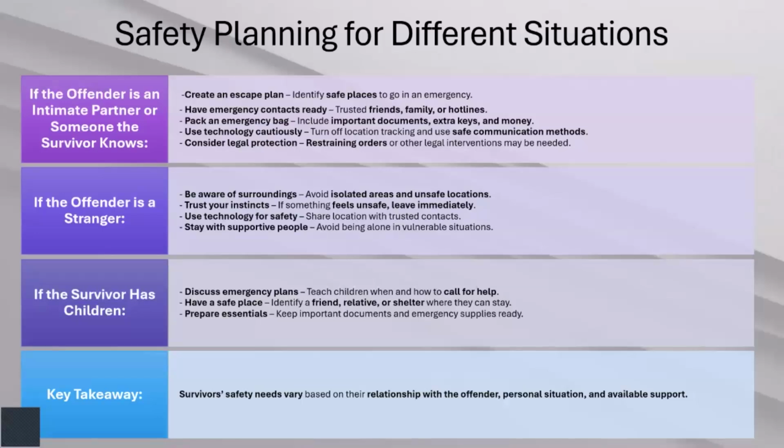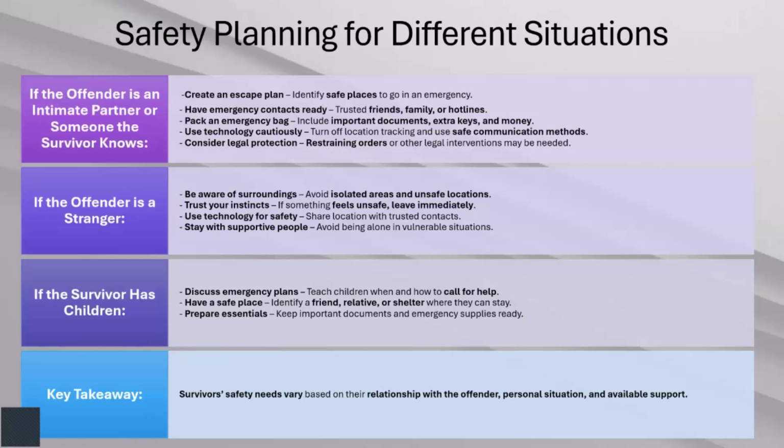So we talked briefly about safety planning for different relationships that happen. So if the offender is actually an intimate partner, these are certain scenarios on how you can explain safety planning. So if they know the actual perpetrator, we can help them to create an escape plan, identify some safe places that they can go in an emergency. Is there a friend, preferably not a mutual friend that knows the offender?